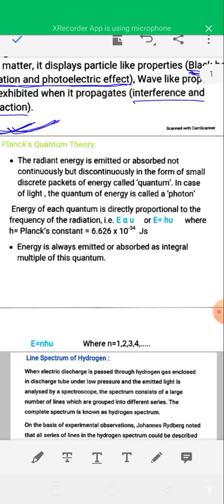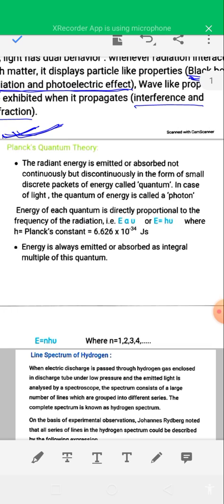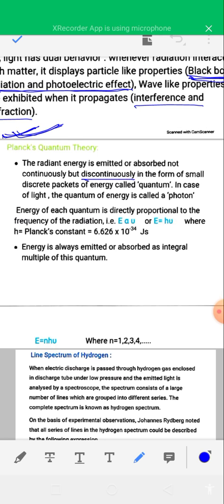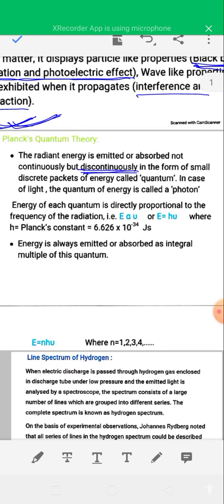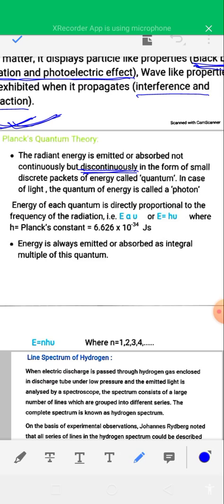not continuously but discontinuously. That means when a body absorbs or emits energy, it will always be discontinuous, not continuous. When a body absorbs or emits energy, it will be in the form of small discrete packets of energy which are known as quanta. And in case of light, the quantum of energy is known as a photon.